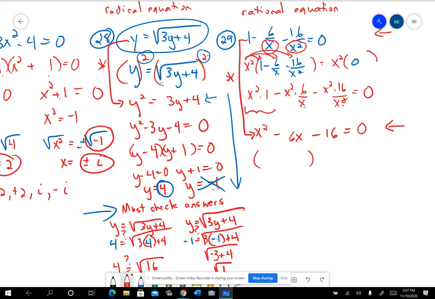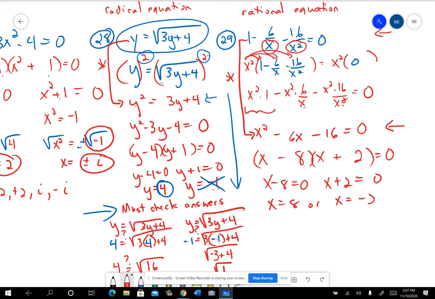Then you just go through the process. So you should try factoring. Most of these are going to factor. If they didn't, we would use the quadratic formula. That one factors into x minus 8 and x plus 2. Looks like I'm going to get 2 solutions. Looks like I'm going to get x equals 8 or x equals negative 2.